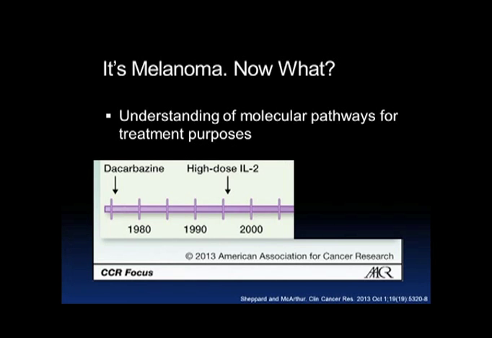Now, let's switch gears to the third part of my talk. Let's say we figured out it's melanoma. Now, what do we do? Understanding the molecular pathways is actually very important for treatment purposes, because up until, as you can see, up until the early 2000s, the only two compounds that were actually approved by the FDA were dacarbazine and high-dose IL-2, and that was it.